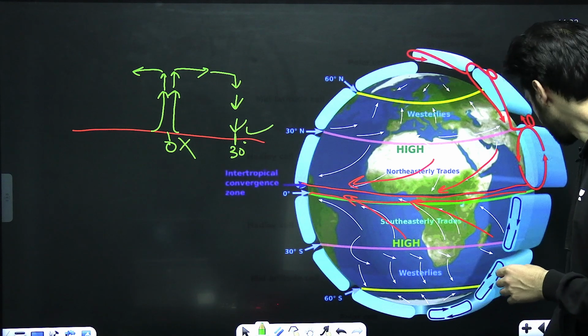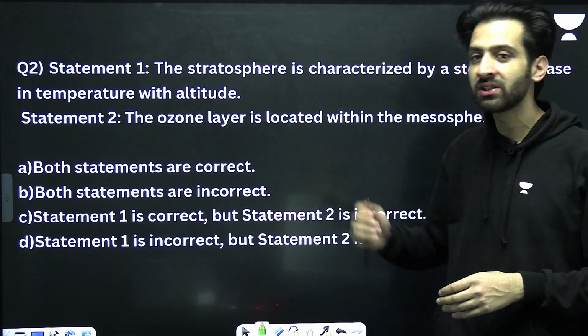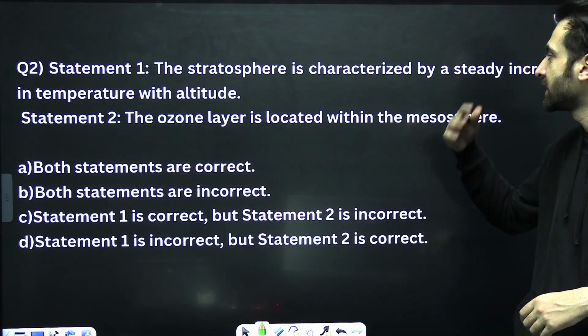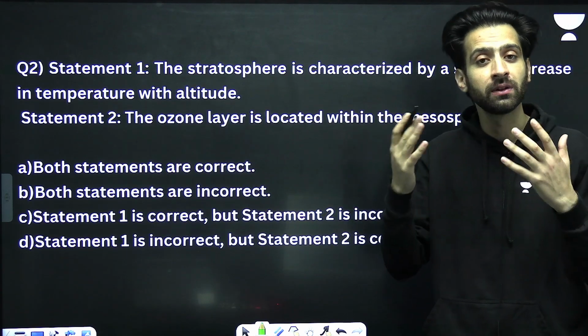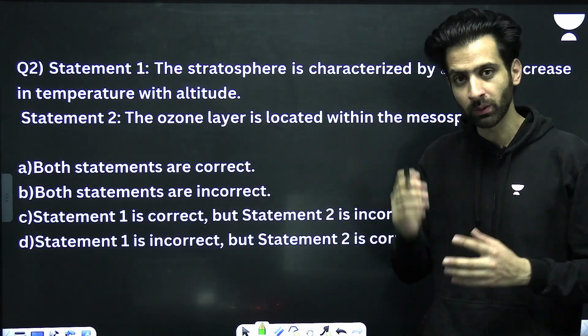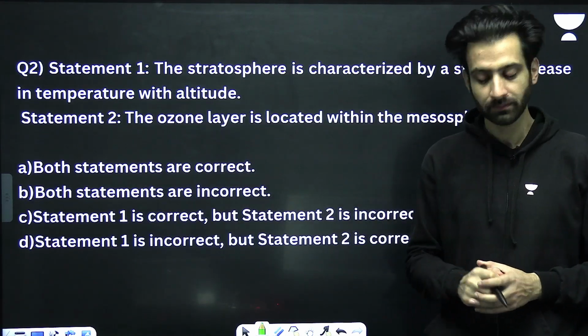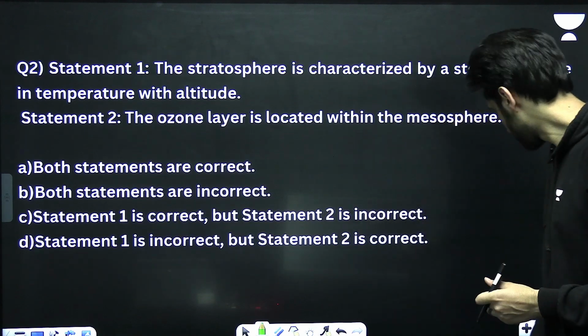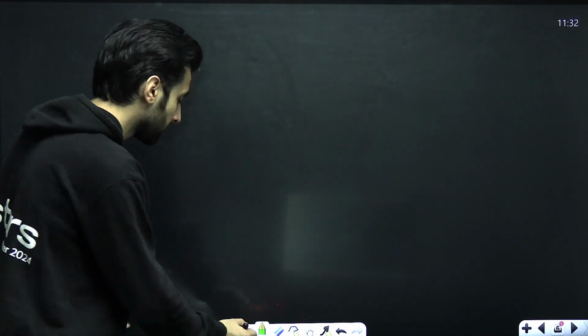Okay, now coming to the second question. This is again a statement based question, that stratosphere is characterized by a rise in the temperature with the altitude, and ozone layer is located in mesosphere. Which of the following statements is correct? Again, let's look at the layers of the atmosphere first. You will be aware of the layers.